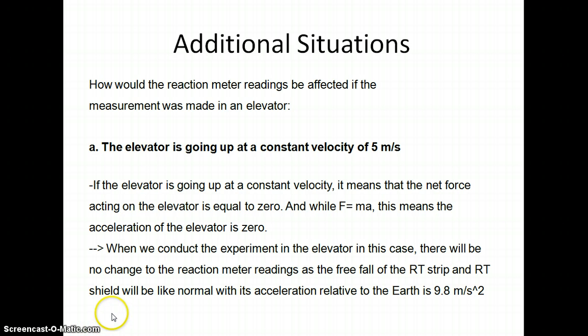The first case is the elevator is going up at a constant velocity of 5 meters per second. If the elevator is going up at a constant velocity, it means that the net force acting on the elevator is equal to 0. And by F equals ma, this means that the acceleration of the elevator is 0. So when we conduct the experiment in the elevator in this case, there will be no change to the reaction meter readings, as the free fall of the RT strip and the RT shield will be like normal, with its acceleration relative to the Earth being 9.8 meters per second squared.